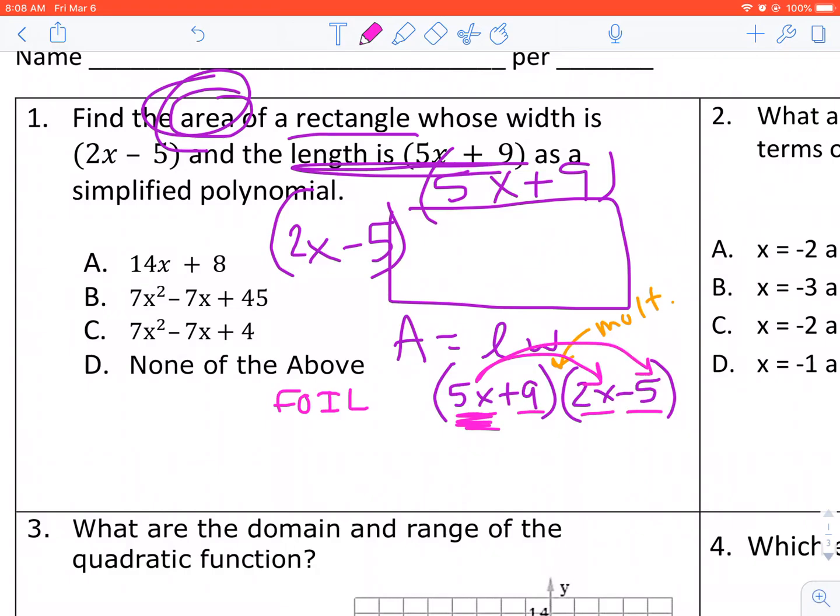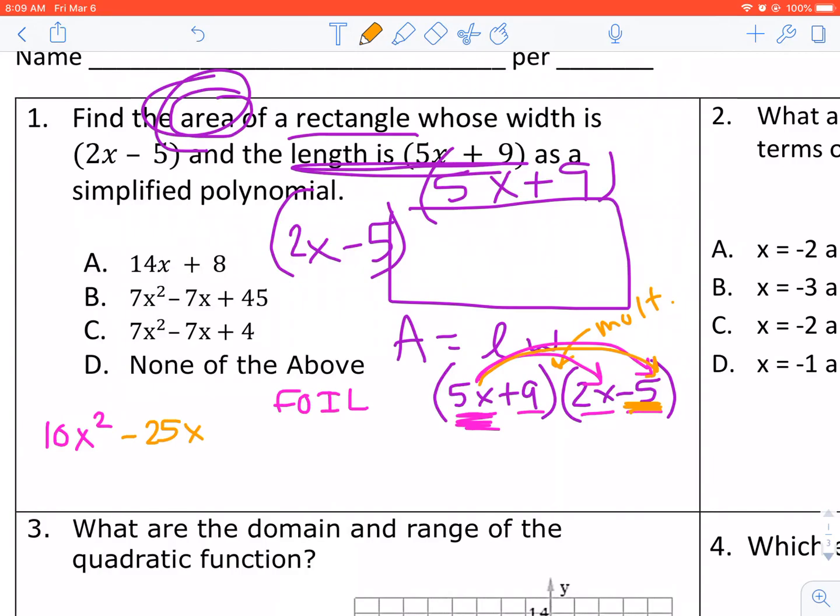5x times 2x, 5 times 2 is 10, x times x is x squared. Then we're going to do that 5x times, and this is a negative 5. Remember to include the sign that goes in front of it. 5x times a negative 5. 5 times negative 5 is negative 25, and don't forget to put your x.